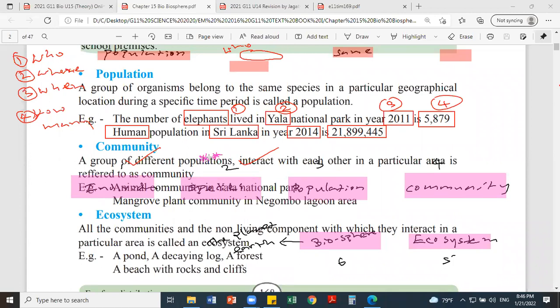Deer population at Yala, or any other example you can take, even in a grassland. You have to tell the location. It may be the entire country, or a rainforest, or a selected area. Now did you all understand how to remember the example for the population? A group of similar organisms living in a certain place in a certain time period. So we'll write one example here: deer population at Yala National Park in 1999. You can write a number. Or elephant population at Yala National Park in 2011, like this much.